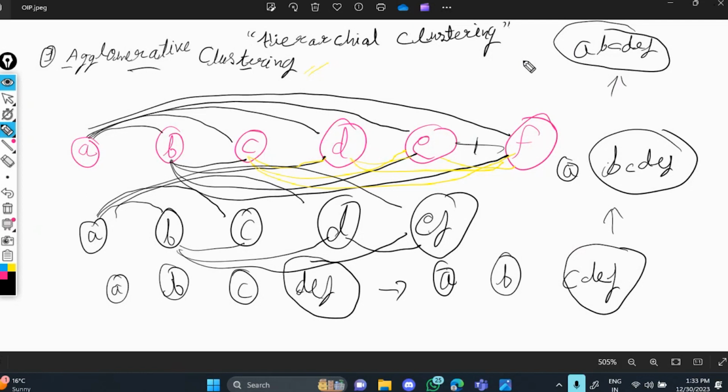Now that you understand what agglomerative clustering is, do you have any doubts? Ali, Piyush, do you have any doubts? Okay.